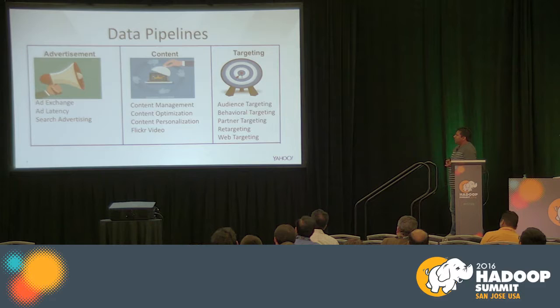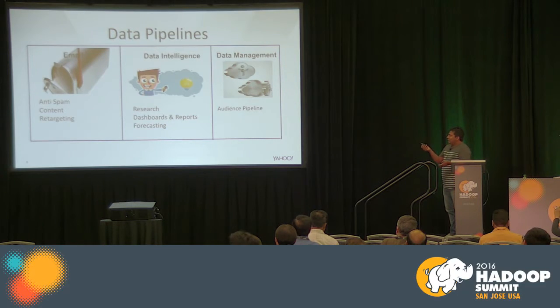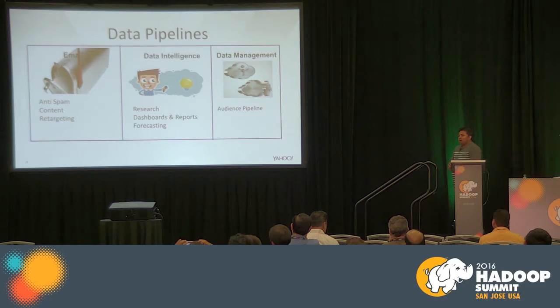In the content category, for content management, content optimization, content personalization, and Flickr video, they use Oozie for processing. In the targeting category, they use it for audience targeting, behavioral targeting, partner targeting, retargeting, and web targeting. In email, they use it for anti-spam detection, content, and retargeting. In data intelligence, they use it for research, dashboards and reports, and for forecasting. In data management, they use it for audience pipeline processing.